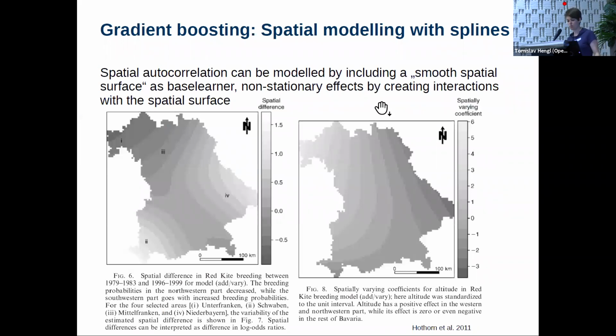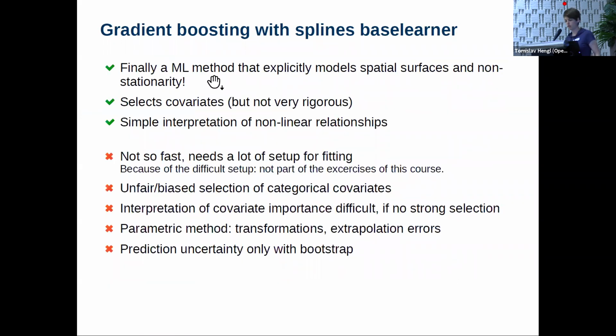And this is from this publication of the red kite, where they included for their study area a spatially varying trend over the whole study area. So the advantage of that is finding a method that can actually include the coordinates in a systematic way by adding spatially varying coefficients over the study area. And it selects covariates because in this forward selection, not all of the covariates are actually considered. But from my experience, it's not strongly selecting.